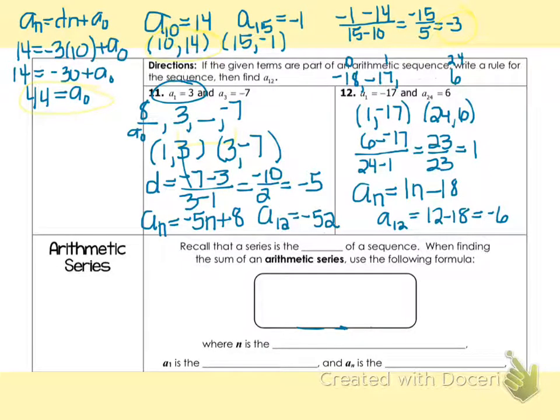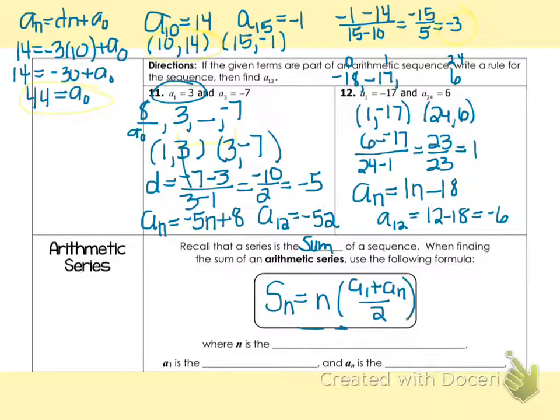So in our final learning goal, we're going to look at arithmetic series. And remember that a series is the sum of a sequence of numbers. Now, when finding the sum of an arithmetic series, we can use the following formula: s sub n equals n times a sub 1 plus a sub n, divided by 2.